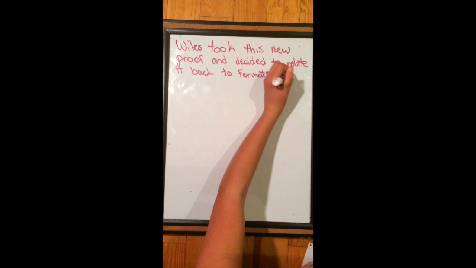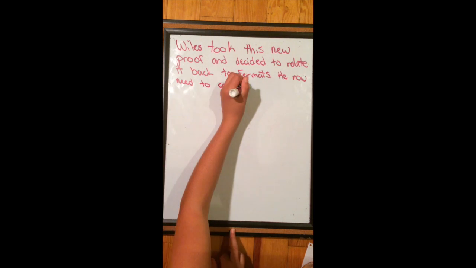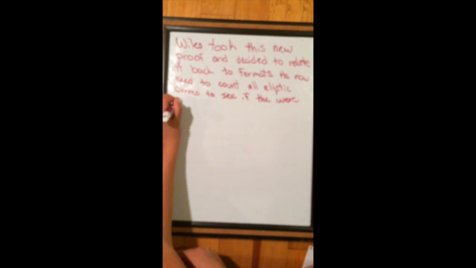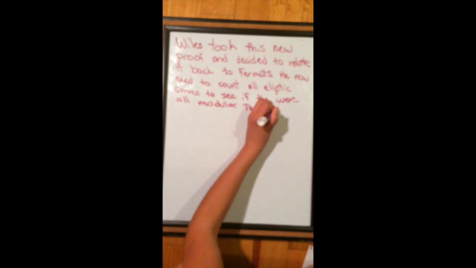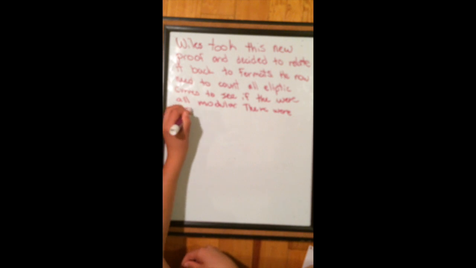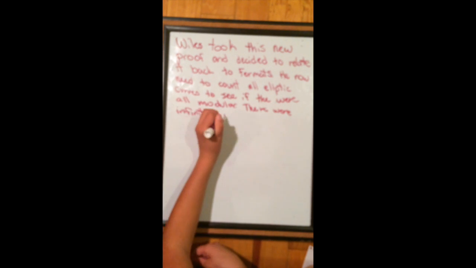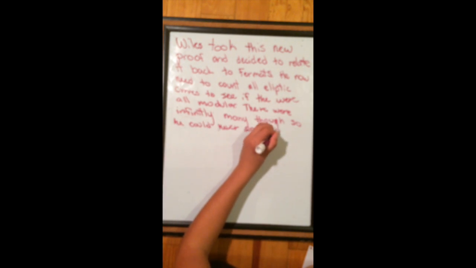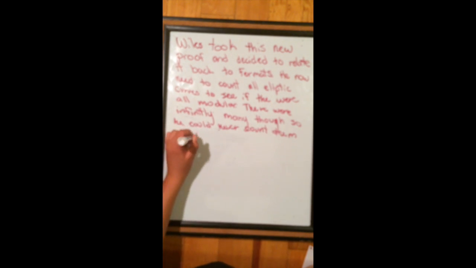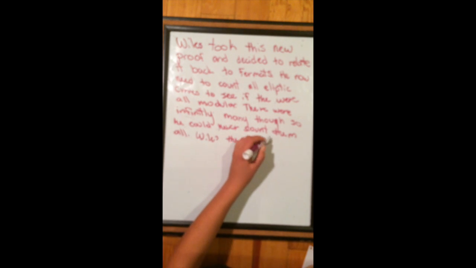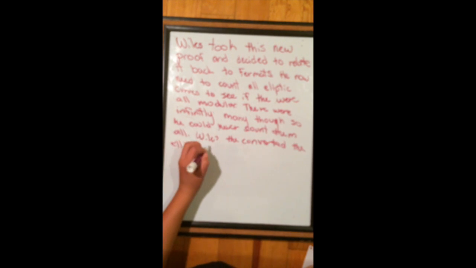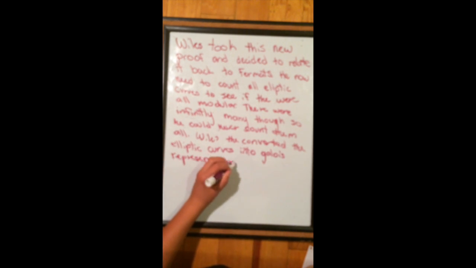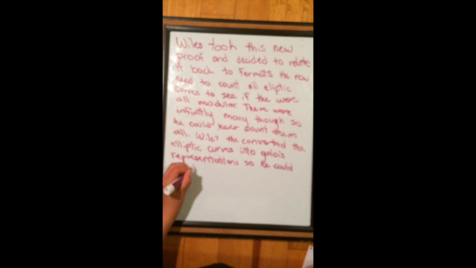His goal now was to count all the elliptic curves of the equation to see if they were all modular. But since there were infinitely many, he couldn't count them all. The theory was that if Taniyama-Shimura were correct, so was Fermat's last theorem, and vice versa. Wiles then converted the elliptic curves into Galois representations. Galois representations would make elliptic curves in modular forms easier to count.